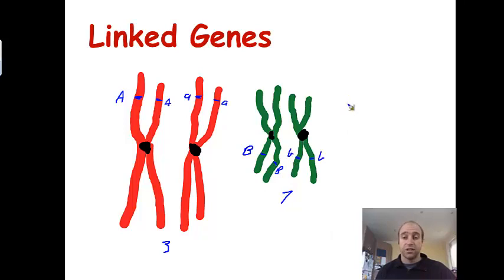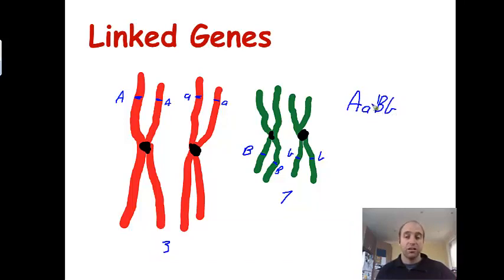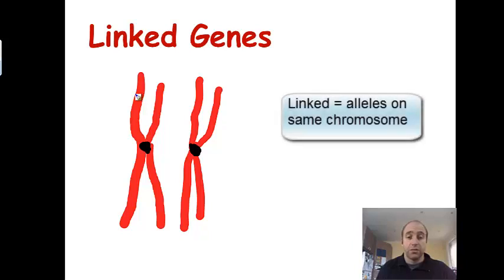So what this is really showing us is we've got two alleles, the A allele, which we're heterozygous for, and the B allele, which we're heterozygous for, and that these are located on separate chromosomes. Let's have a look how this works with linked genes. And linked is basically referring to the alleles being on the same chromosome.